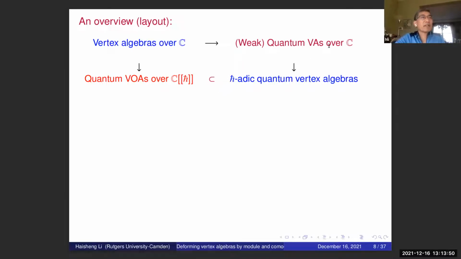So we will mention a little bit later. And then vertically go to the left side, and you consider formal deformation. With the H, just the formal variable, you formally deform that, you get quantum VOA. That is the Etingof-Kazhdan notion. If you consider classical limit, you go back to vertex algebra.